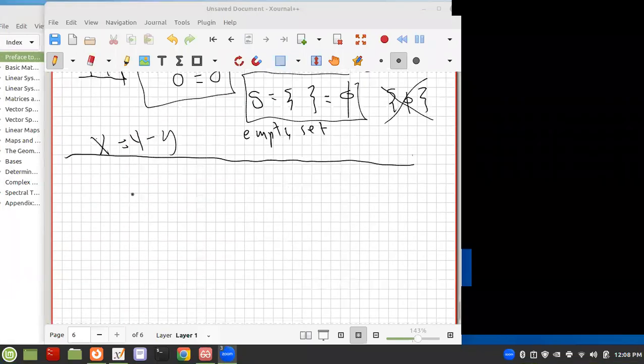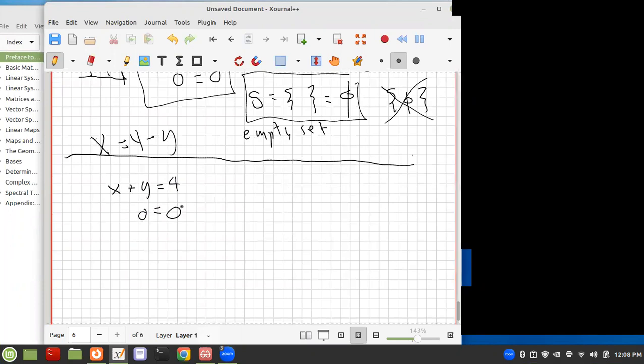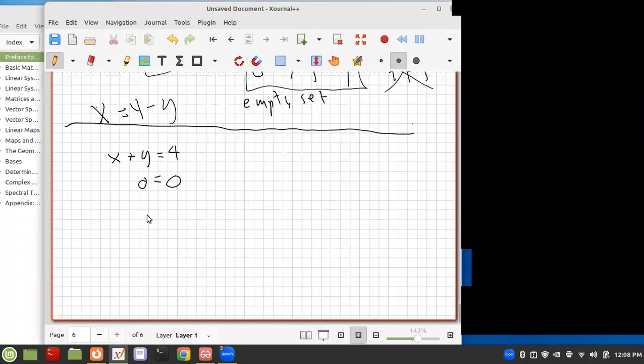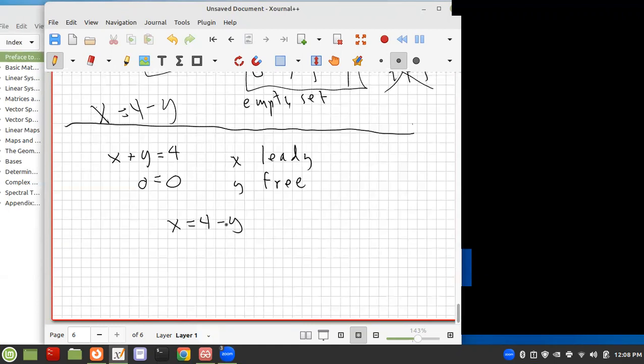Okay, so let's consider this case. Let's consider the case of x plus y equals 4 and 0 equals 0 that came from this system here. How do we write the solutions for this? Well, we have x is leading and y is free. We do back substitution. What we say is we solve for the leading variables in terms of the free. So we'll say x equals 4 minus y.